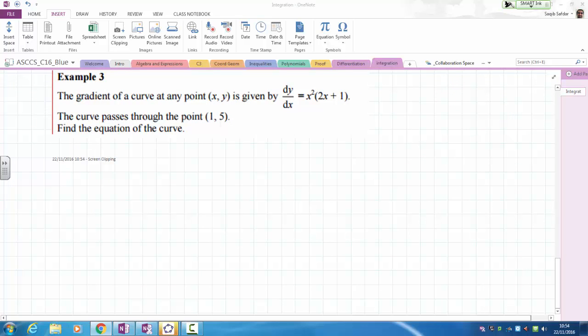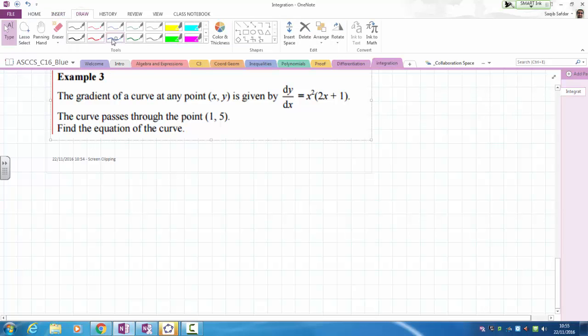So the gradient of a curve is given by dy/dx equals x squared plus 2x plus 1. The curve passes through the point (1, 5). Find the equation of the curve. First thing, with dy/dx, if we expand that out, we've got 2x cubed plus x squared. What can we do from here? How are we going to find the equation of the curve? Integrate. So let's write that out: the integral of 2x cubed plus x squared dx.